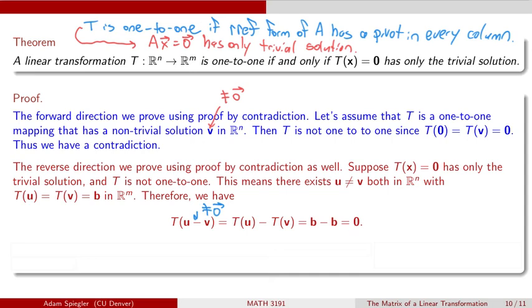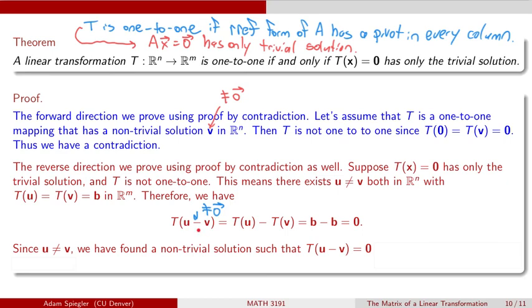So now we have just shown that this map T has a non-trivial solution to T of x equals 0, namely the vector u minus v is a solution to the equation T of x equals 0. So that's a contradiction, since we assumed that this has only the trivial solution.